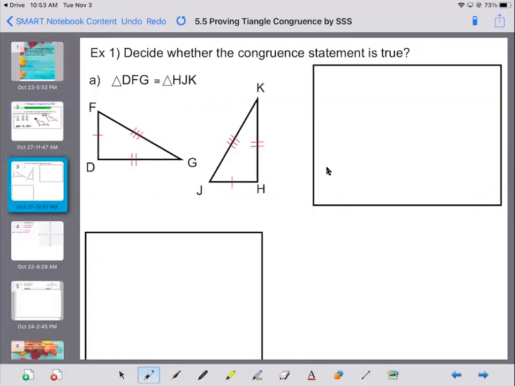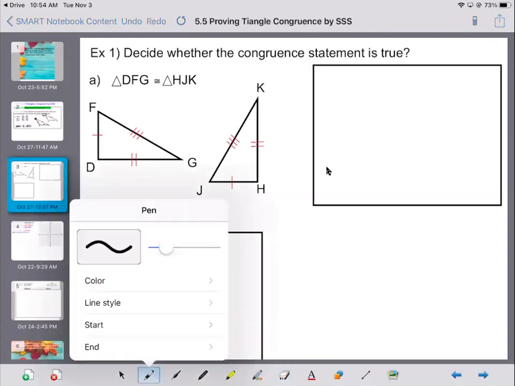So on the first example, it says decide whether the congruence statement is true. So is triangle DFG congruent to triangle HJK? Now remember, we need to show all three sides are the same, but we also need to make sure the order of the letters is in order. Okay, so first of all, as I'm just looking at this, I see that the shortest side is matching up, looks good. The second one here also looks good. Okay, the third one, same thing.